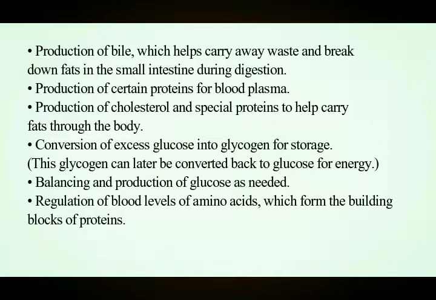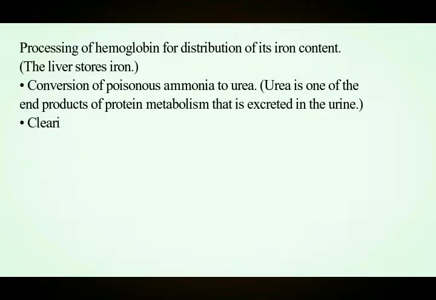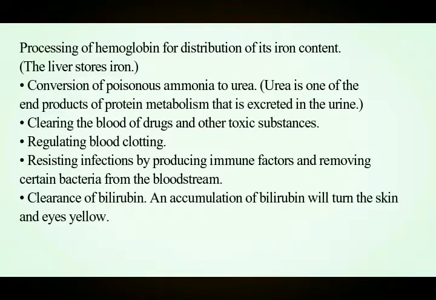Balancing and production of glucose as needed. Regulation of blood levels of amino acids, which form the building blocks of proteins. Processing of hemoglobin for distribution of its iron content. The liver stores iron. Conversion of poisonous ammonia to urea. Urea is one of the end products of protein metabolism that is excreted in the urine.